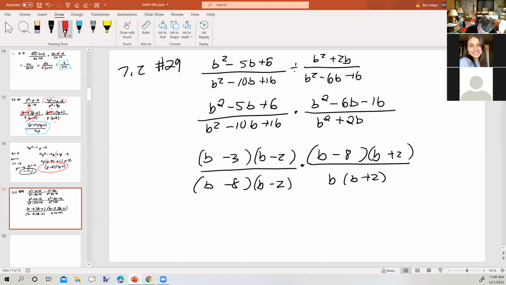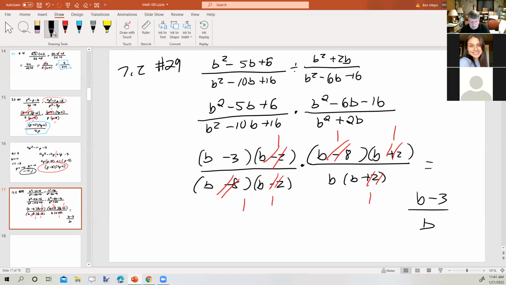So reducing out the common factors, those reduce down to 1 over 1. Those reduce down to 1 over 1. Those reduce down to 1 over 1. And I have b minus 3 over b. And I can't reduce out the b's because the b in the numerator is not a factor of the whole thing. Okay, any questions on that?